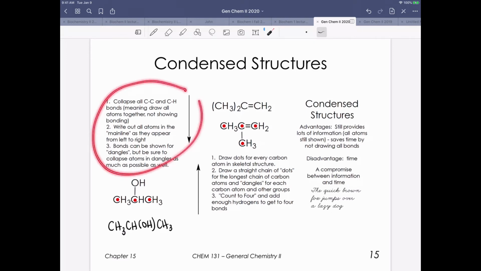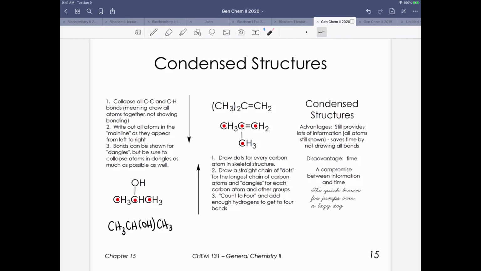So again, here are the directions for what we did here. We collapsed all of our carbon-hydrogen and carbon-carbon bonds. So we merged all these atoms together. We didn't show the lines for bonding. We drew any of the carbon atoms that were part of our main line as they appear from left to right. And again, we drew some groups as what I'm calling dangles, okay? But we could also collapse these atoms in dangles, and we could even collapse the dangles and make them part of the main line by putting them in parentheses.